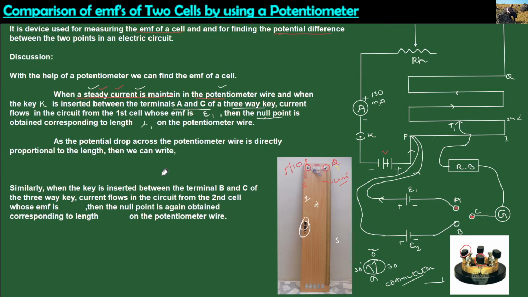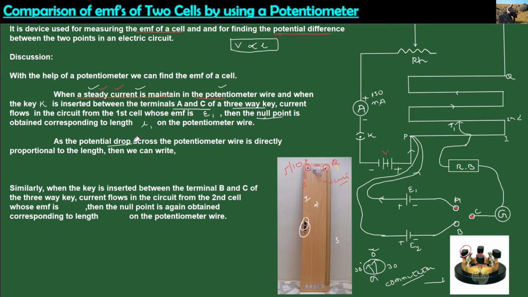We already know that when we are using the potentiometer wire, the potential drop, this is the working principle. The potential drop is directly proportional to the balance length, or the length of the potentiometer wire.